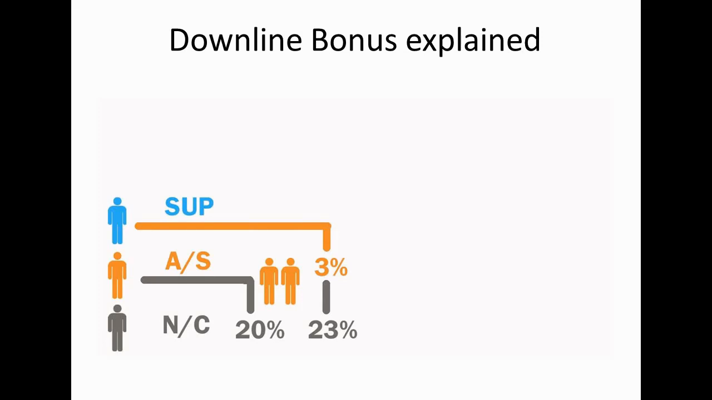Just worry about your direct downline. You're going to earn 3% of everything that goes through their business. So all the money that goes through their business, you'll get 3% of. Then you will get other people, your assistant supervisors, to a level where they will then become promoted. They will become a supervisor.